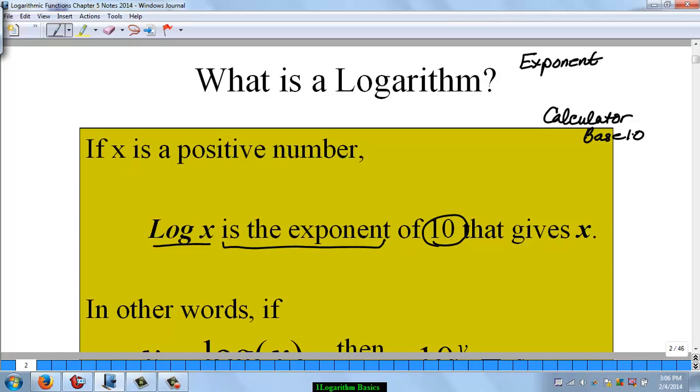What do I mean by that? Well, when we count 1, 2, 3, 4, we go all the way up to 10. Then when we hit 10, then we say 10 plus 1, which is 11 and 12. So we count base 10. Everything is on bases. Base 10. So your calculator is base 10.